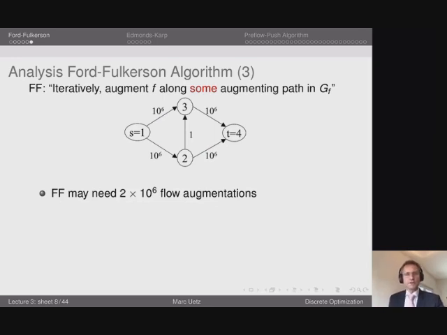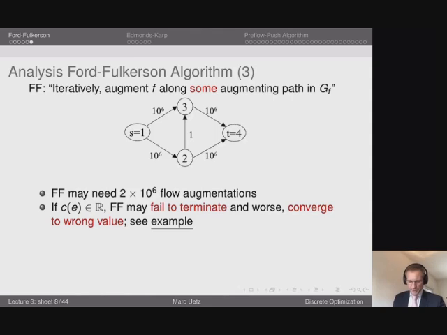But as I said, it's even more severe that the algorithm may even fail to terminate at all. And not only that, it may even compute the wrong value, or converge to the wrong value. So if the capacities are allowed to be arbitrary real numbers, the Ford-Fulkerson algorithm may fail to terminate at all. It would iterate forever, each time augmenting smaller and smaller amounts of flow. And you can even construct examples where it converges to the wrong value, so it does not even converge to the optimum flow value.